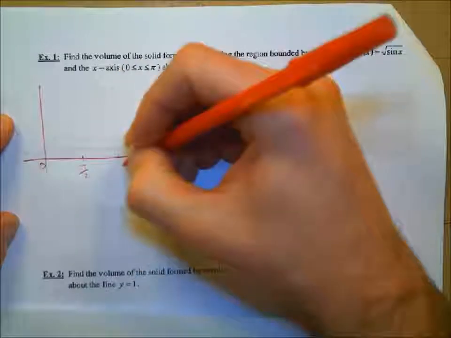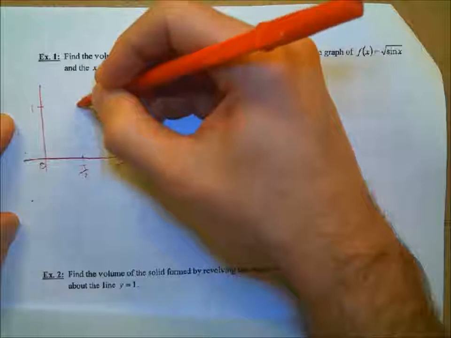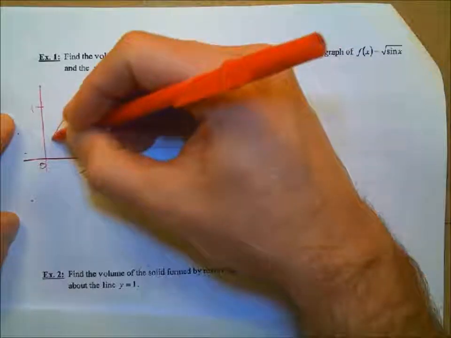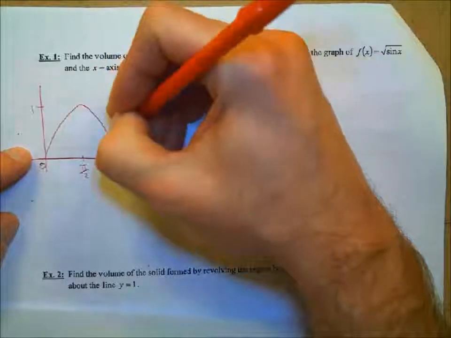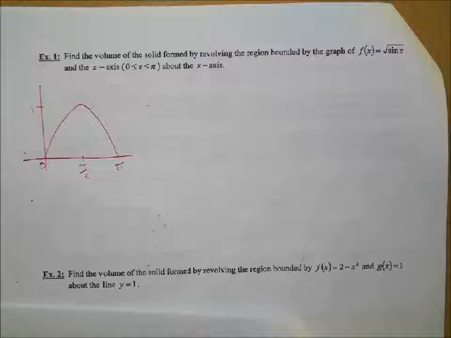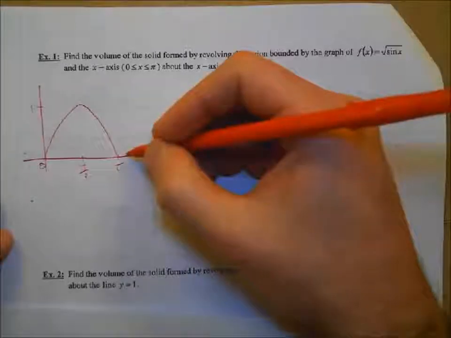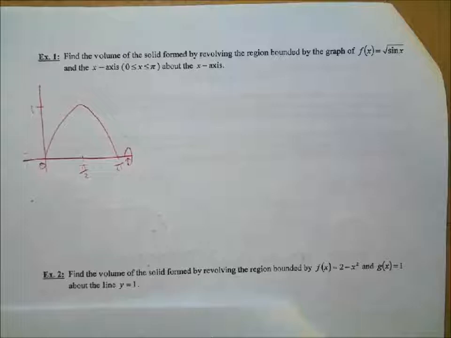Pi root 2. Okay, so sine starts at 0. At pi over 2, it goes to 1. And then at pi, it's back down to 0. We're going to rotate it about the x-axis. So I'm going to draw my little rotation symbol there.